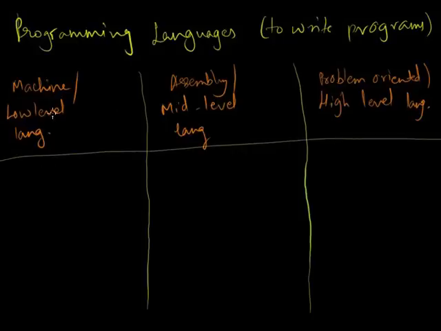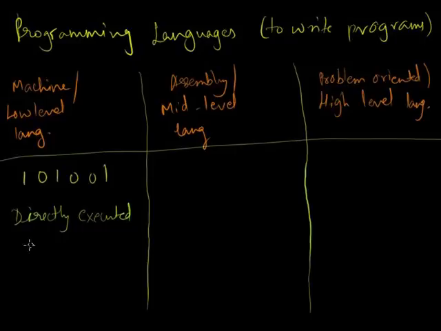Now the low level language or the machine language is the language which is understood by the machine. So it is obviously the binary language. As it is directly understood by the machine, by the processor, the computer understands only the low level language. It is directly executed. It does not need any conversion because it directly understands it. So it is directly executed.